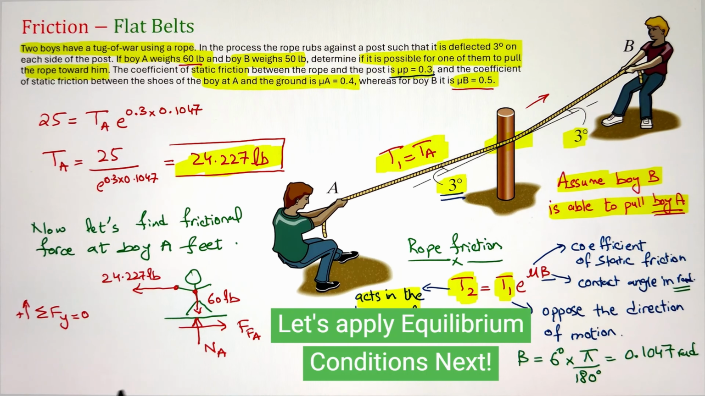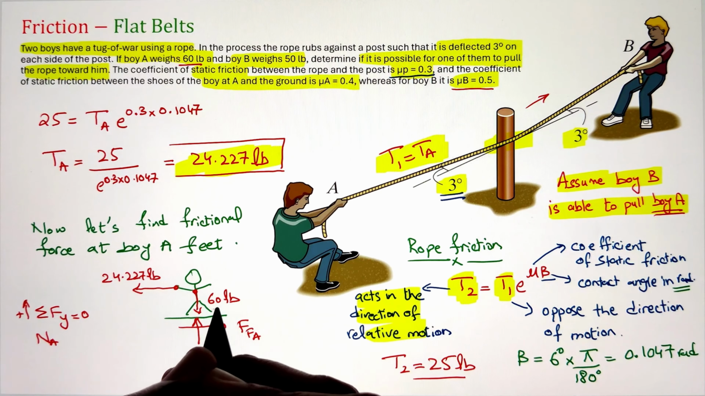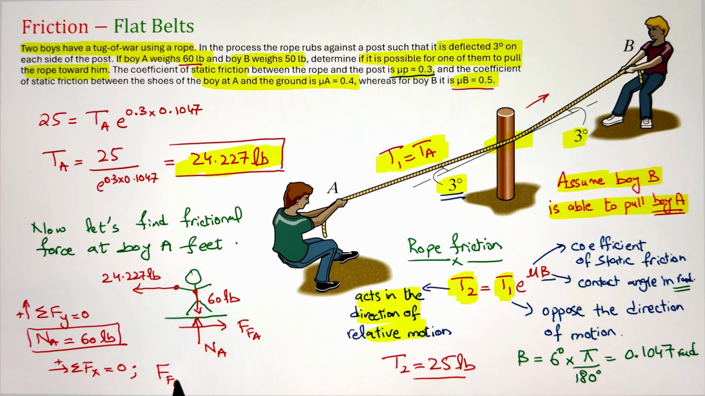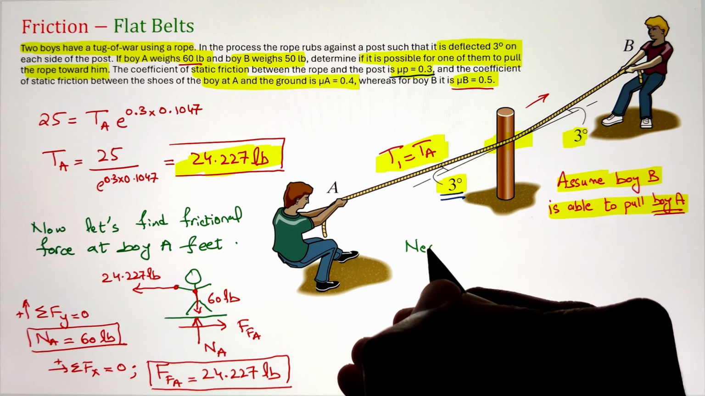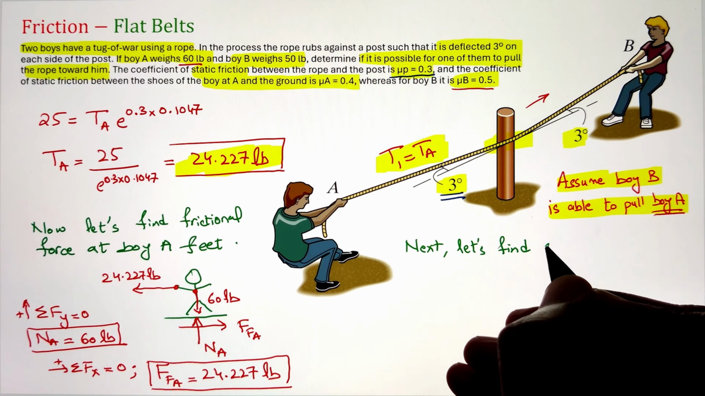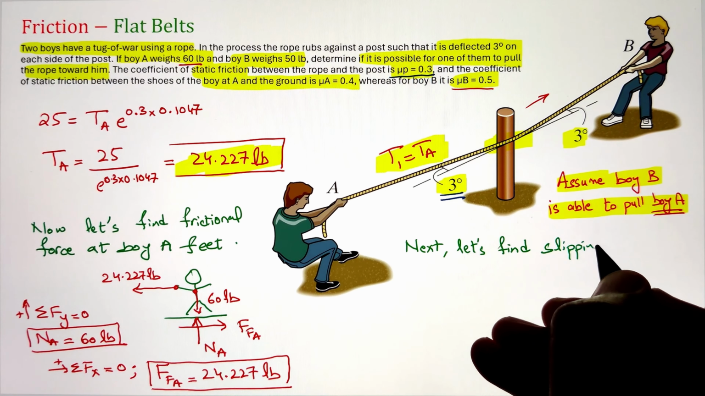Next, let's apply our equilibrium conditions to figure out these unknown values. Applying the summation of forces acting along the y direction equals 0, we get the value of NA equals 60 pounds. Next, let's apply the summation of forces acting along the horizontal x direction equals 0. In this case, the force between the feet of boy A and the ground is equal to the tension in the rope, that is 24.227 pounds.